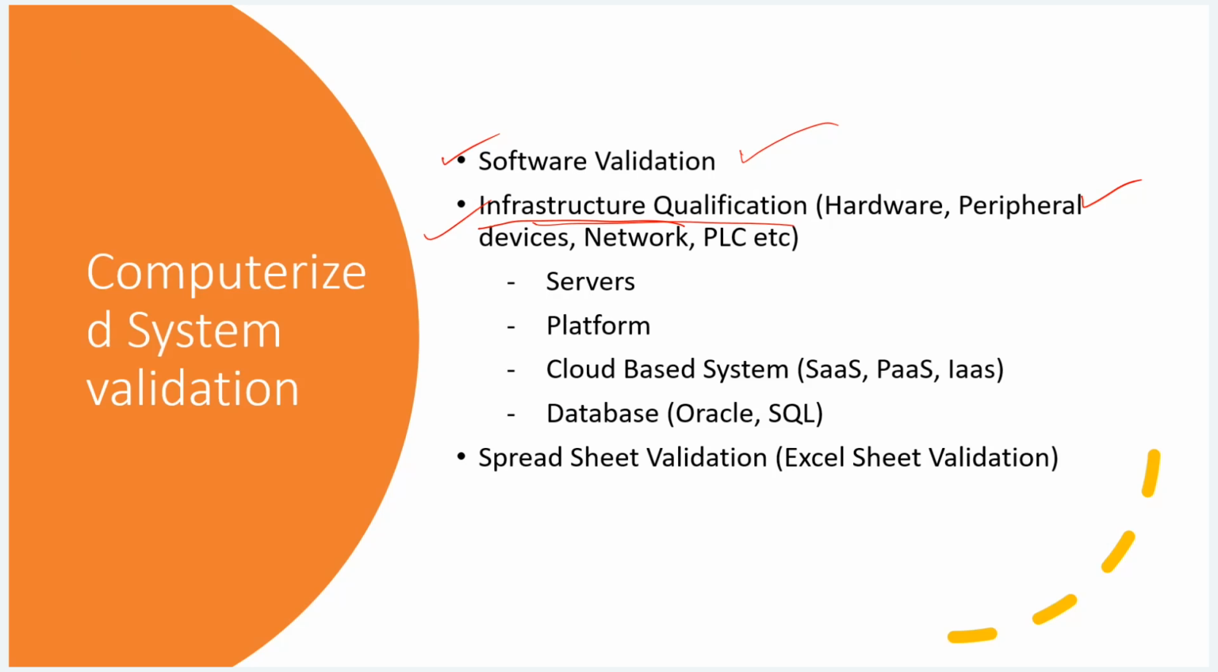Then spreadsheet validation. If you are using an Excel sheet in your regulatory industry, that Excel sheet also has to be validated. You cannot use the Excel sheet without validation. You have to validate it first. So how to perform the Excel sheet validation? We are going to discuss that part as well.